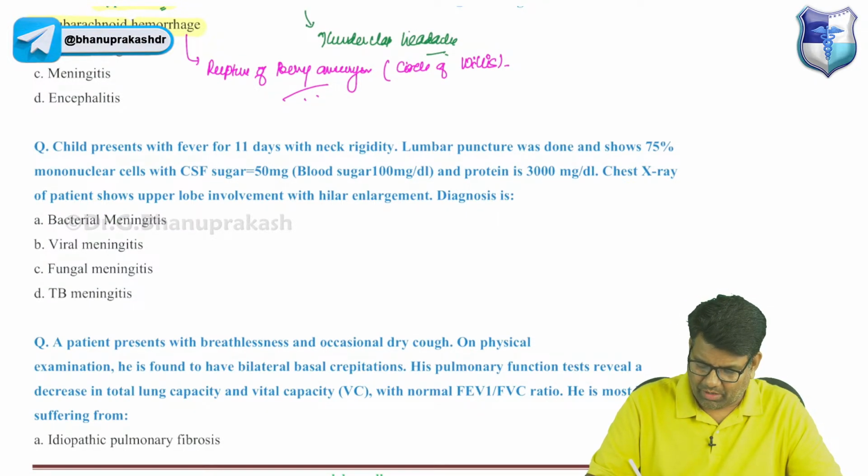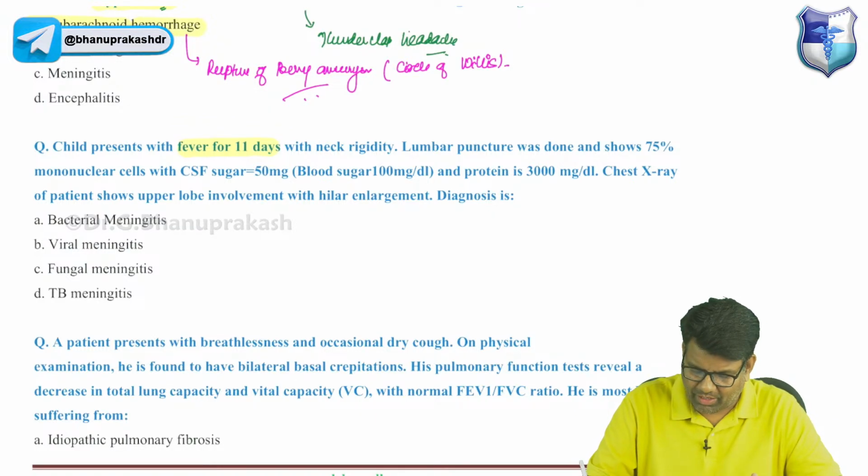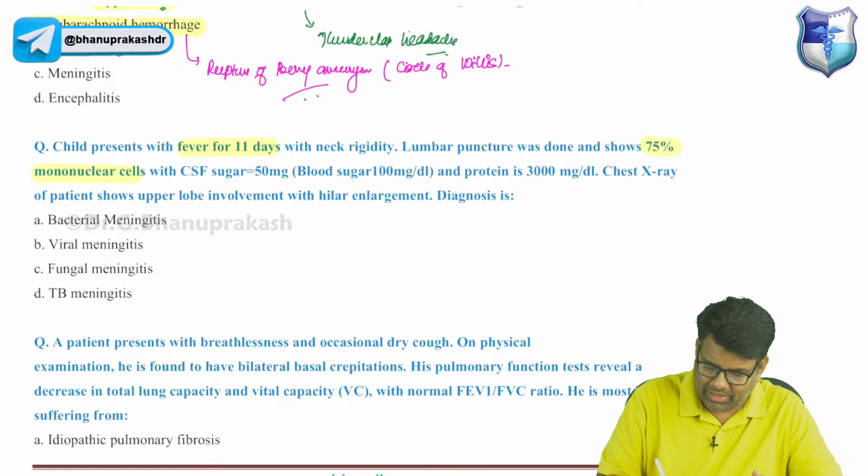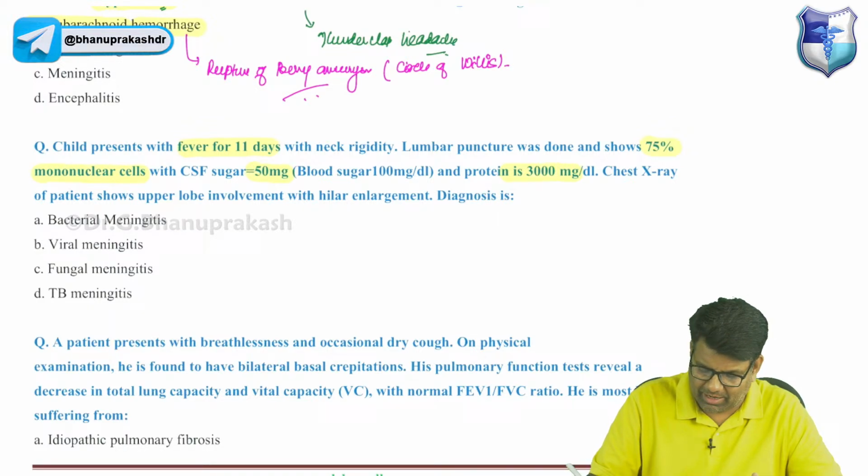Next question. A child has fever of 11 days duration, and lumbar puncture showed 75% mononuclear cells, sugar is less, protein is high, and there is upper lobe involvement on chest X-ray with enlargement of hilar lymph nodes. What can be the diagnosis here? Yes, this is a classical case of tubercular meningitis. Right? So you have everything related to TBM.